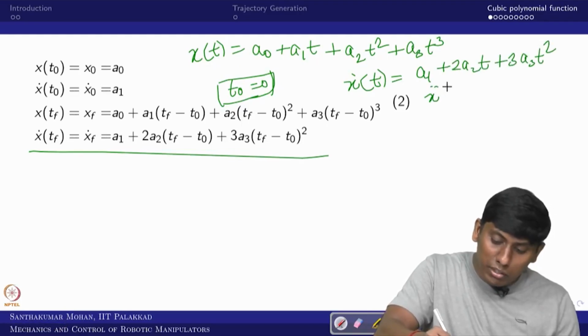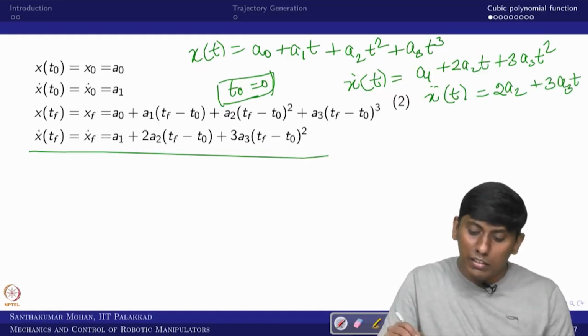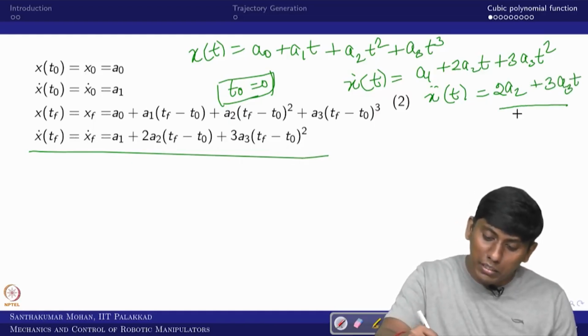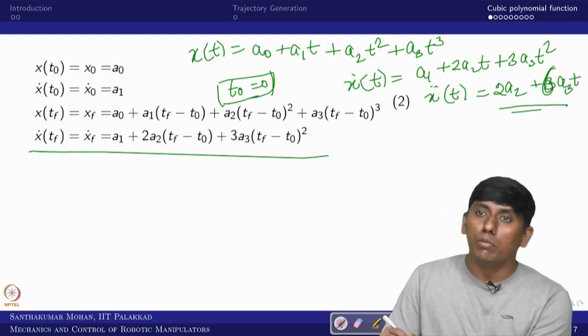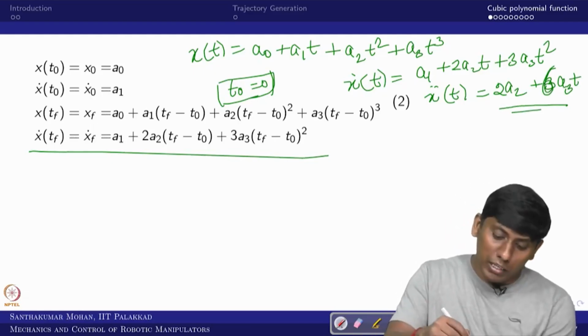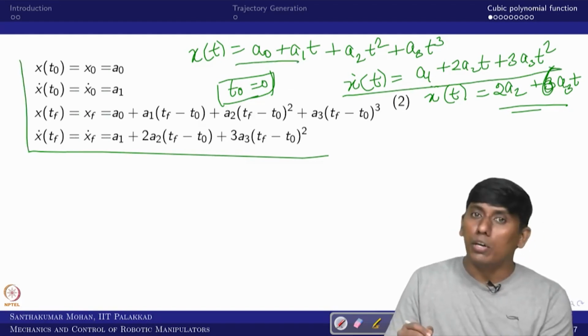What is the x double dot? That would be 2a2 plus 3a3 t, right? Sorry, this is 6a3 t. So this will be coming, but you need only 4 equations. So we will take these, substitute, and you can do it.